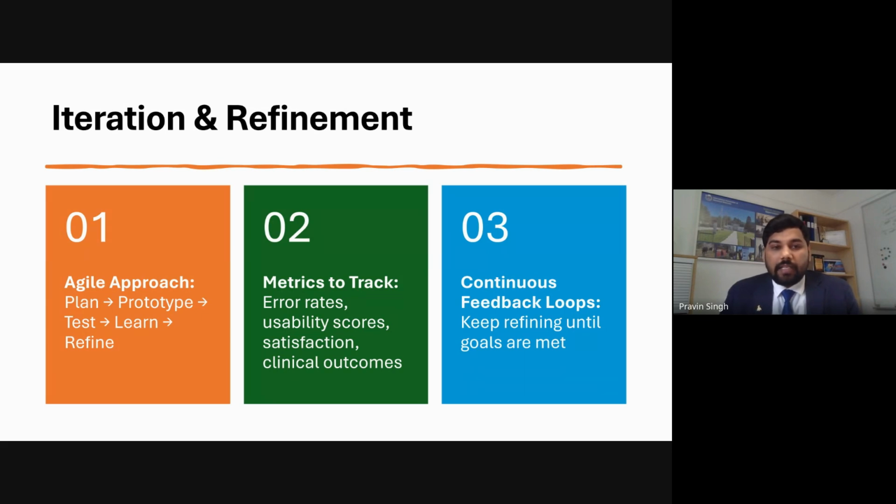For example, a telehealth platform is tested in a small clinic before national rollout, ensuring smooth functionality. So this is the example for iteration and refinement.